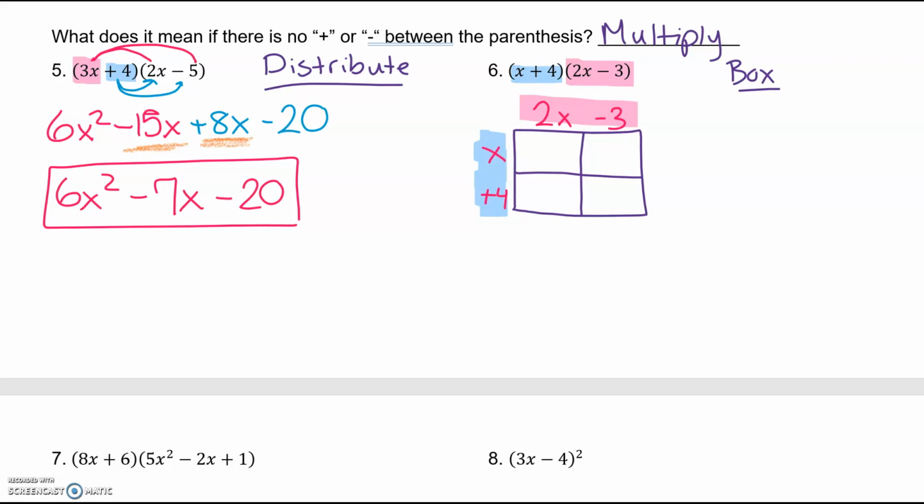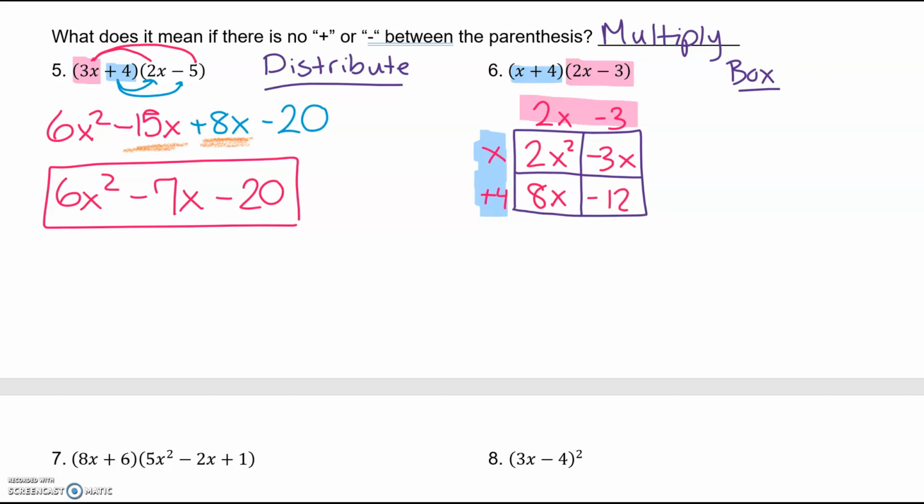So I'm going to take the x on the left and multiply it by the 2x on the top to get 2x squared. Then I'm going to take the x on the left and multiply it by the negative 3 and get a negative 3x. Then we're going to take the 4 and multiply it by the 2x to get 8x, and then the 4 times the negative 3 to get a negative 12.